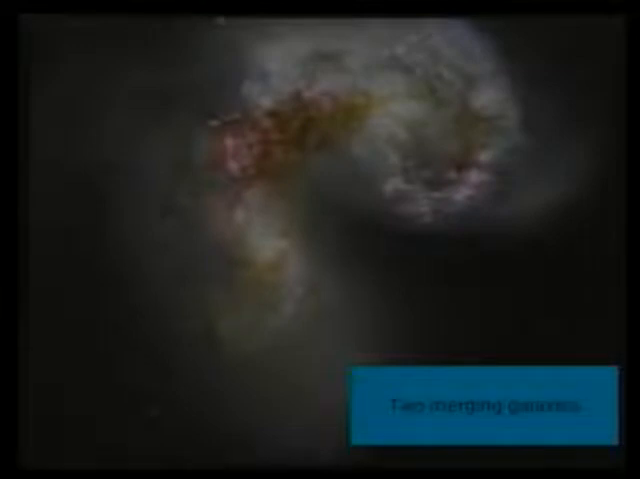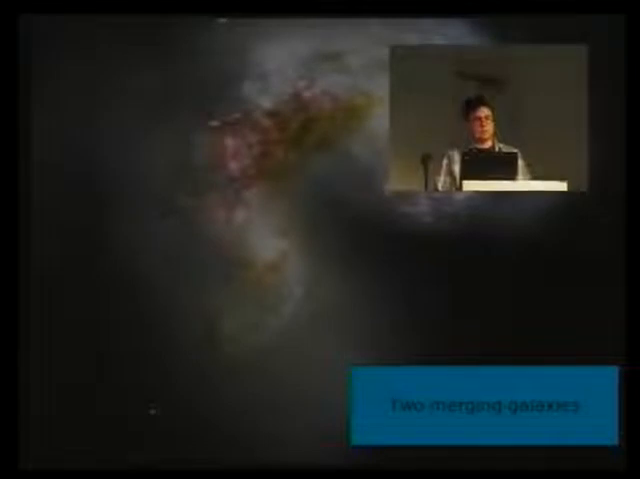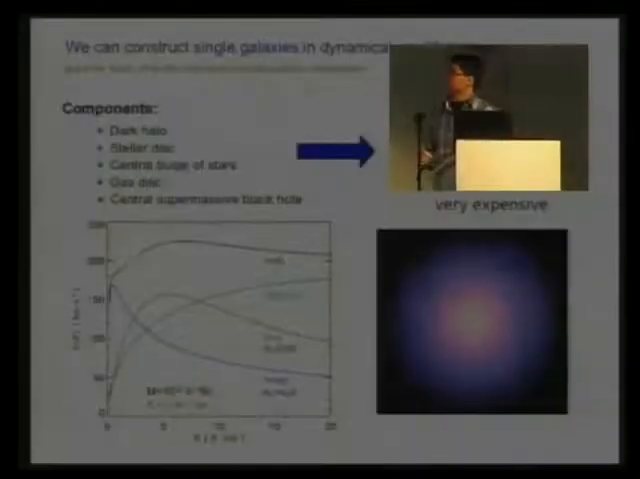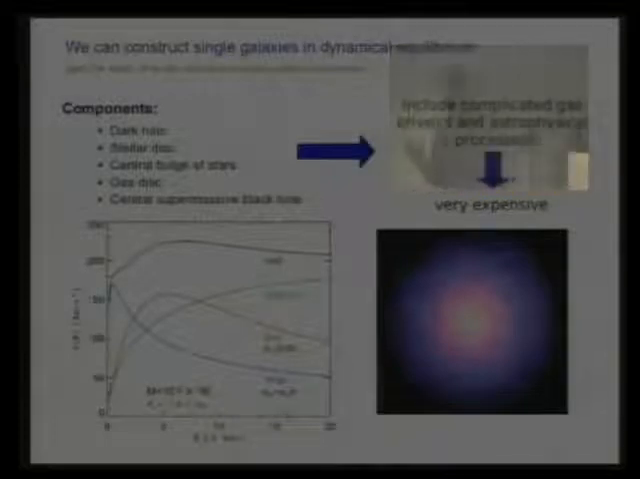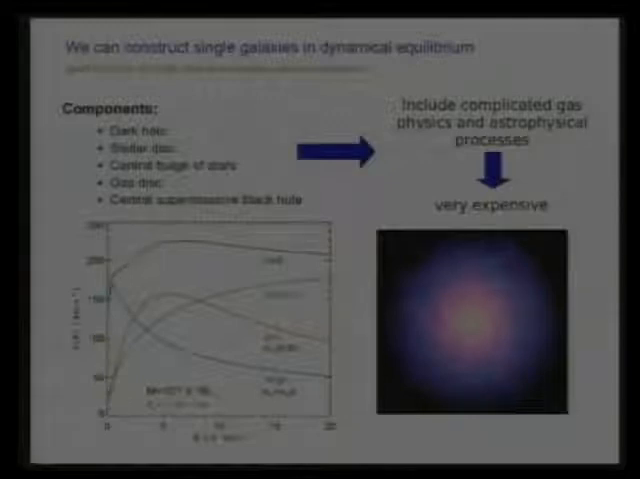And the question is whether we can also simulate this, because for this we have to take into account the stars and the gas and all these things. We cannot only simulate the dark matter. And this is also possible, so we can build quasi-equilibrium objects. They consist of these components, so you have a dark halo surrounding everything, then you have a stellar disk, for example, for a spiral, then you have a central bulge of stars, and you have a gas disk, and as we know today, nearly all galaxies have a supermassive black hole in their center. We can also simulate this.